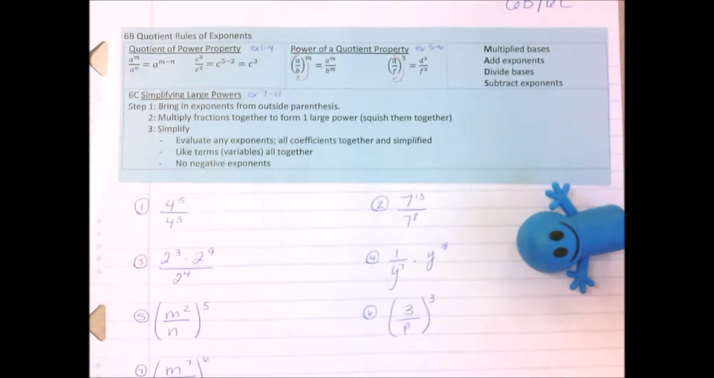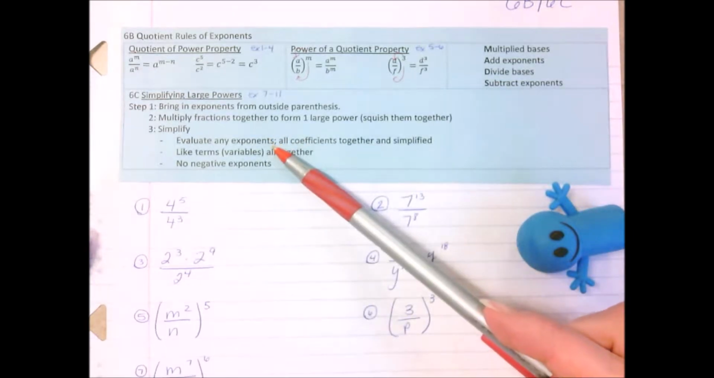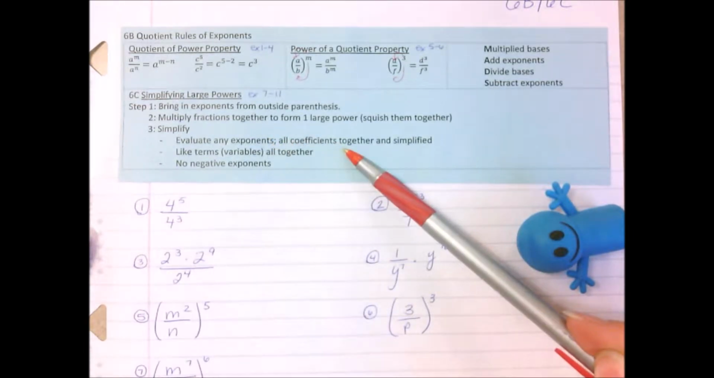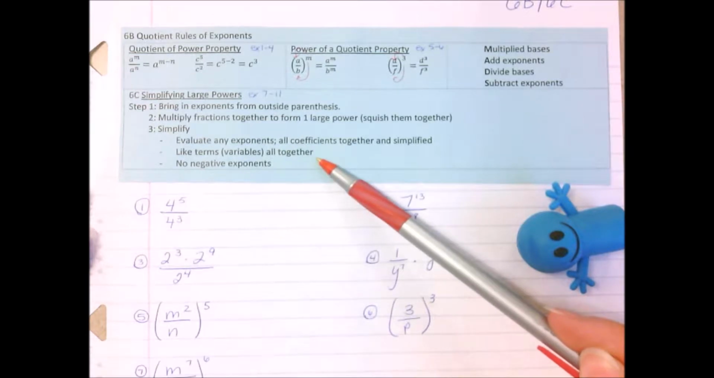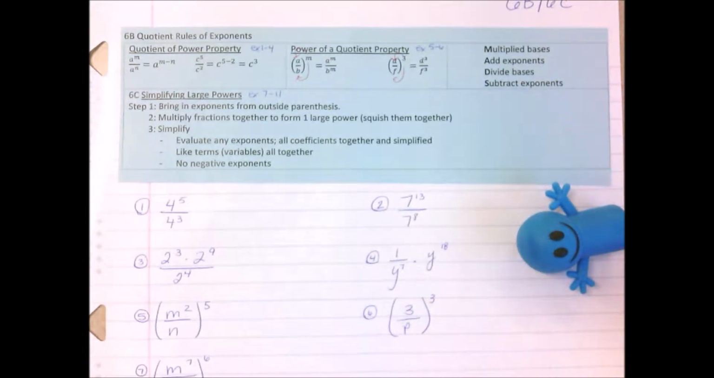When you're simplifying, there's no particular order you have to do this, but by the time you're done, you want to make sure you've evaluated all exponents, that all your coefficients are together and simplified, all your variables are together, and that there are no negative exponents left. We'll address negative exponents in section 6d. So let's run some examples here.